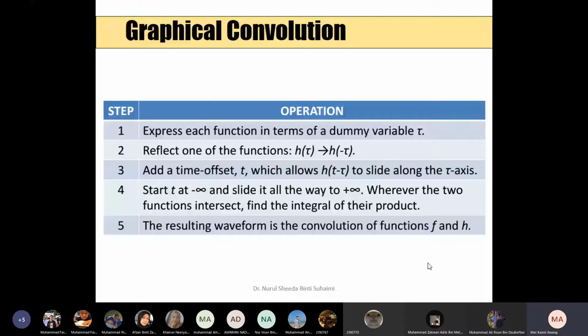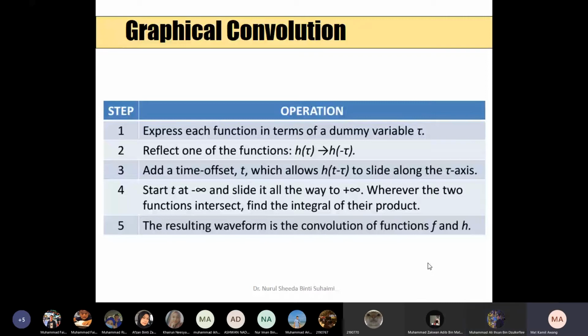So the first step is to express this function in terms of a dummy variable tau, then reflect one of the functions. So basically you inverse. So h of tau is reflected to be h of minus tau. Then third, you add a time offset t, which allows h of t minus tau to slide along the tau axis. So this is the moving window that I mentioned.